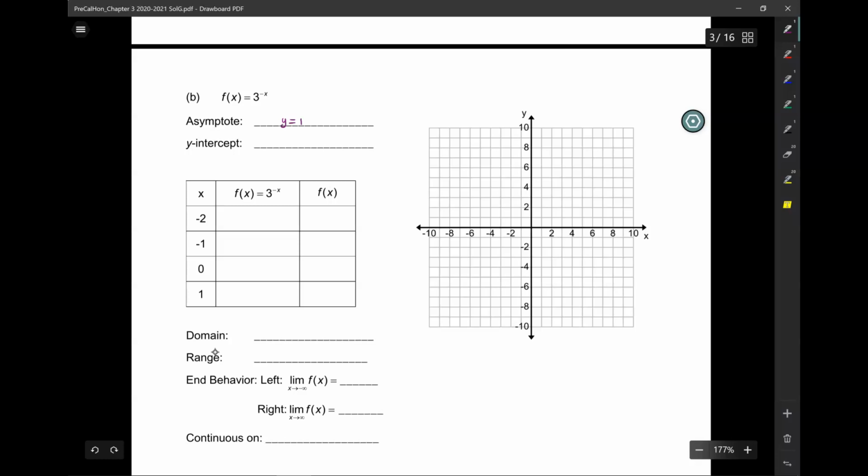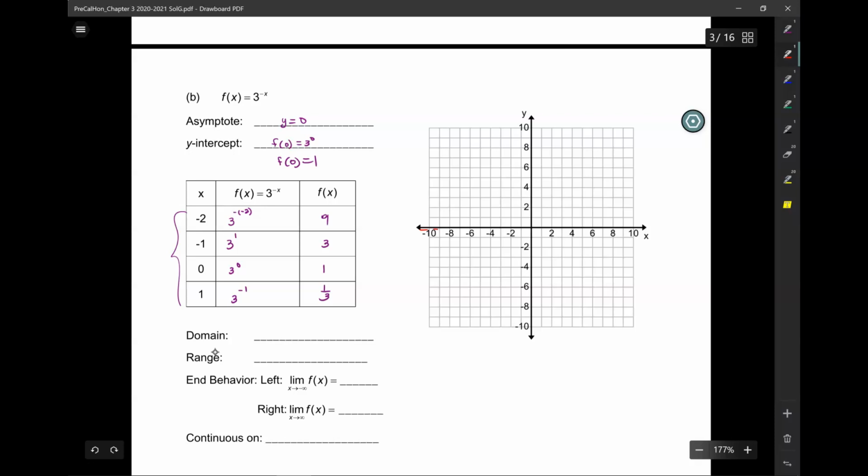Okay, take a look at this one. The asymptote again is y equals 0. Y-intercept, f of 0 is 1. Okay, this is decay. For decay, I like to shift my numbers and just start from -2 to 1. Again, most of the time these are fabulous. So let's go. This is 9, 3 to the 1, 3 to the 0, 3 to the -1.